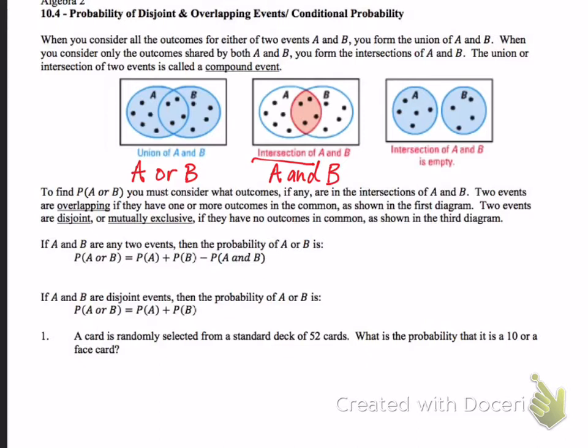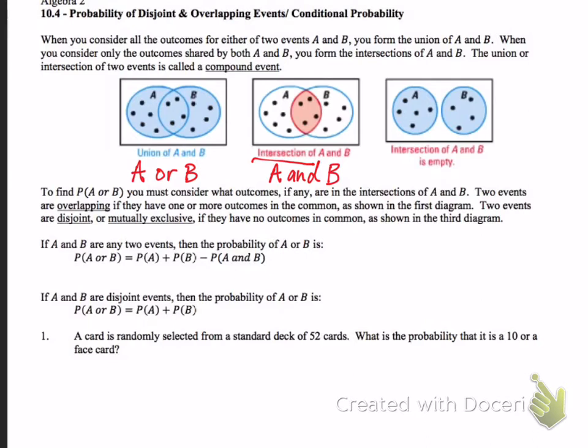When you're including A or B, you're including all of A and you're including all of B. So what is the probability of rolling a 1 or a 2? You would take the probability of rolling a 1, which is 1/6, plus the probability of rolling a 2, which is 1/6. So you add them together and it becomes 2/6 or 1/3.